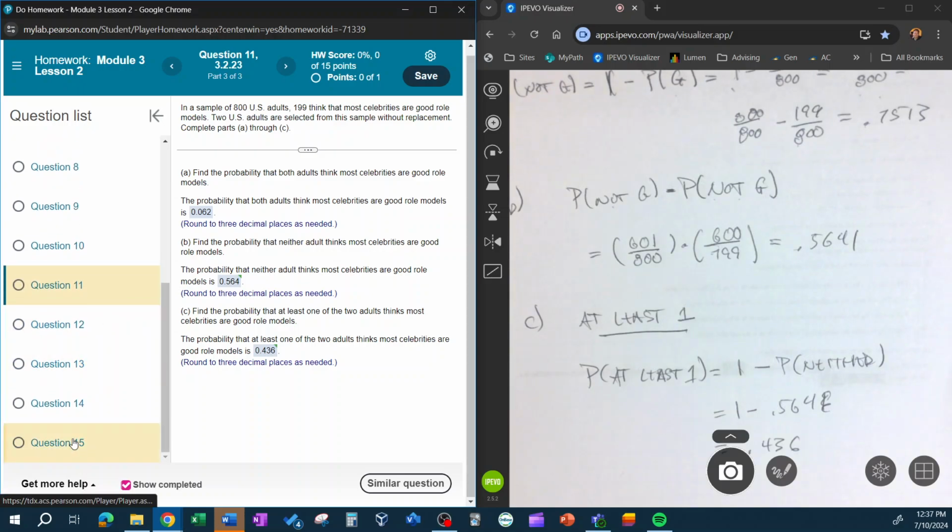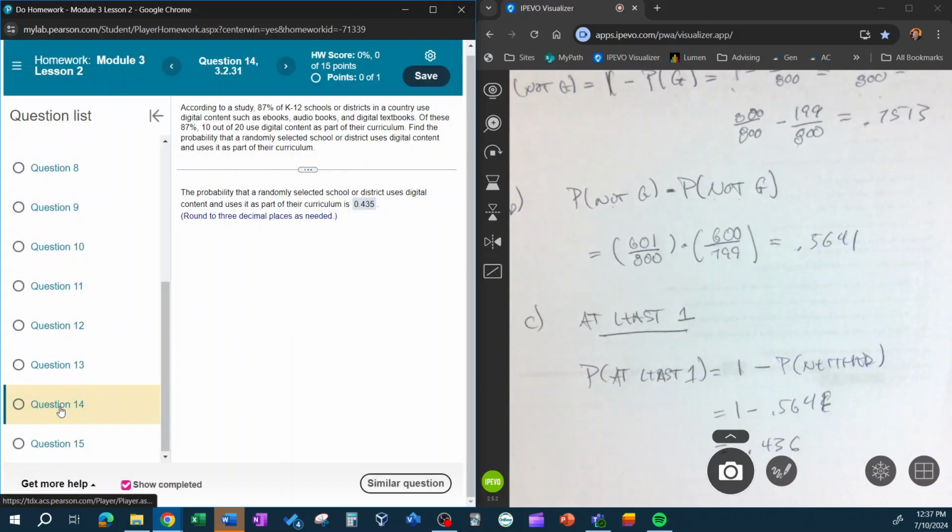Okay, let's look at one more. Okay, according to a study, 87% of K through 12 schools or districts in a country use digital content. Of these 87%, 10 out of 20 use digital content as part of their curriculum. Okay. Find the probability that a randomly selected school or district uses digital content and uses it as part of their curriculum. All right.